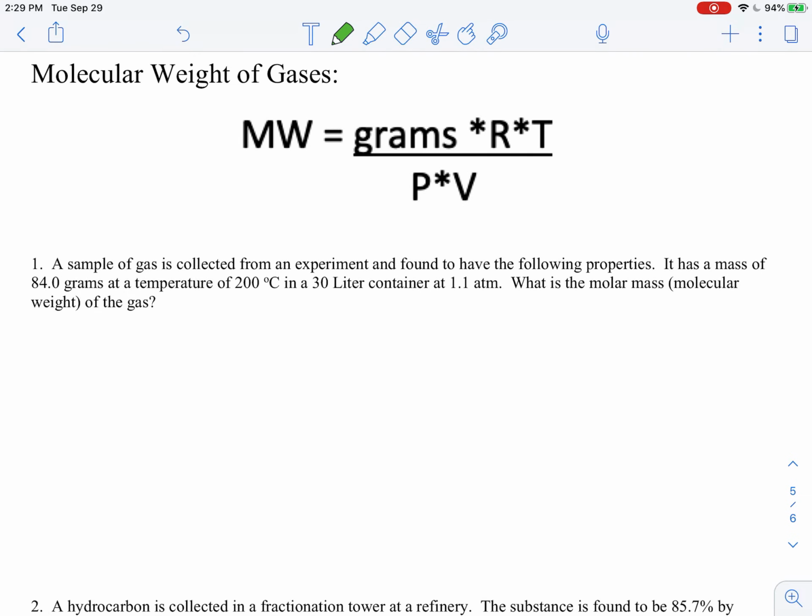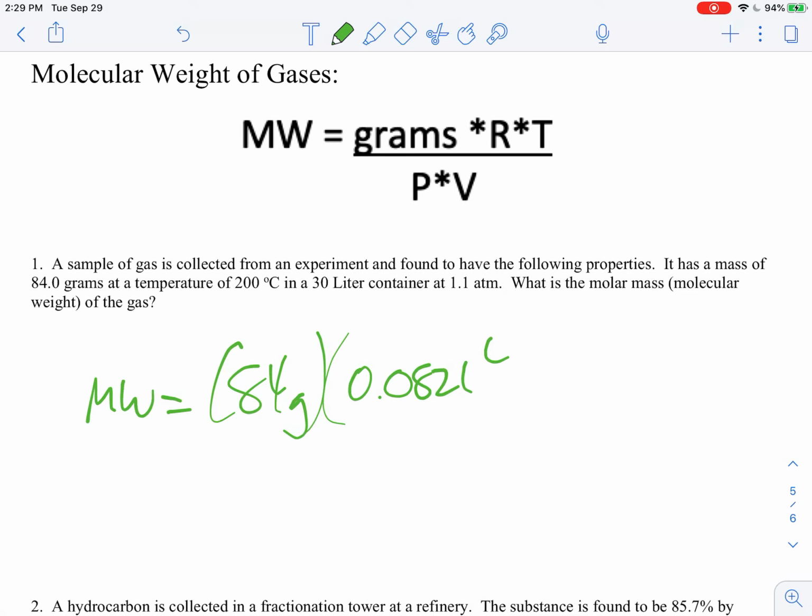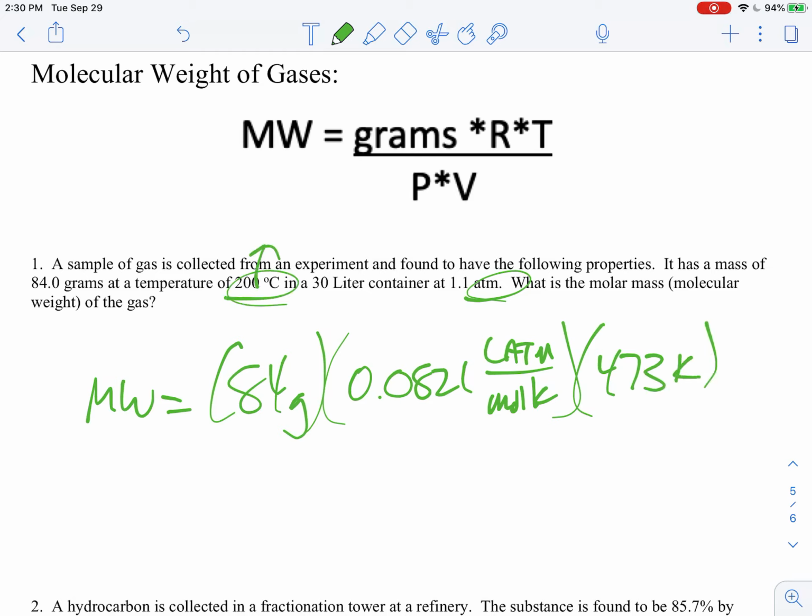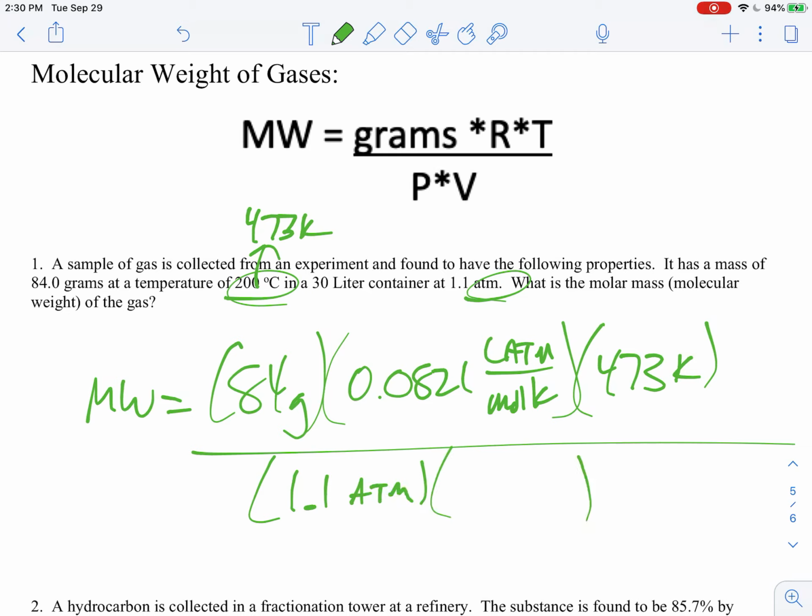So what have we got here? We've got a sample of gas. And see, the molecular weight is going to be the grams. They gave that to me. That was 84 grams. R, I'm going to go ahead and use 0.0821 for liter atmospheres per mole Kelvin because they gave me atmospheres. T, the temperature is 473 Kelvin because they gave me a temperature of 200 degrees Celsius. So that would be 473 Kelvin that's there. And then I'm going to divide that by the pressure, which is 1.1 atmosphere, and the volume, which they gave me as a 30-liter container.